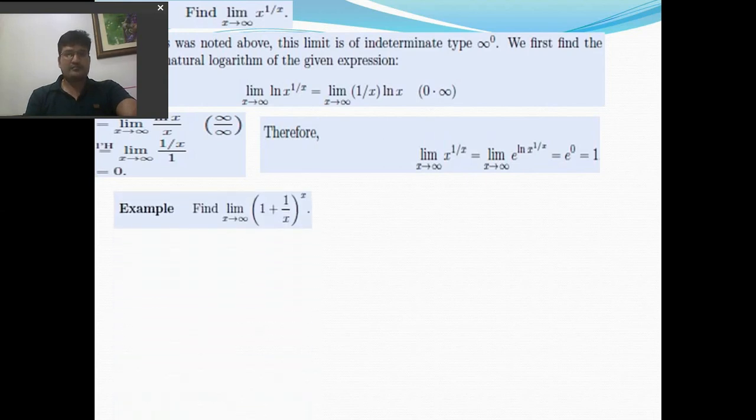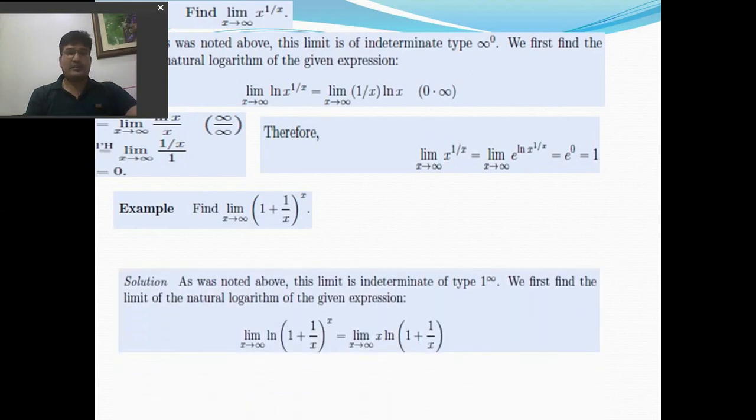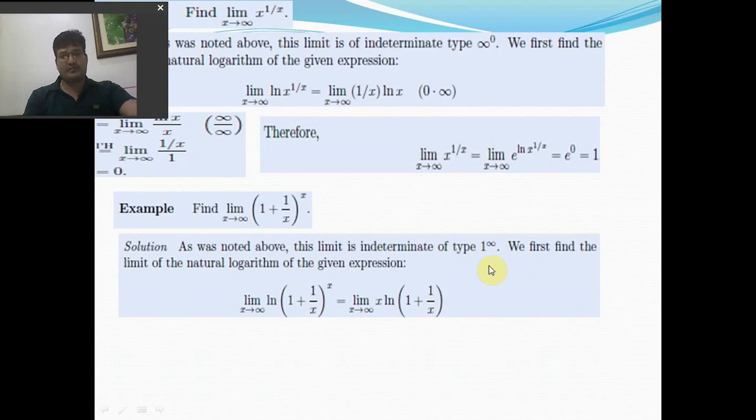Next question. Find limit extending to infinity 1 plus 1 upon x whole raised to the power x. So first, as usual, put the limit directly. So we are putting x is equal to infinity here. 1 plus 1 upon infinity, that is 0, that is 1 plus 0, that is 1 raised to the power infinity. So this is indeterminate form of 1 raised to the power infinity. Again, we cannot apply the L'Hopital rule right now.